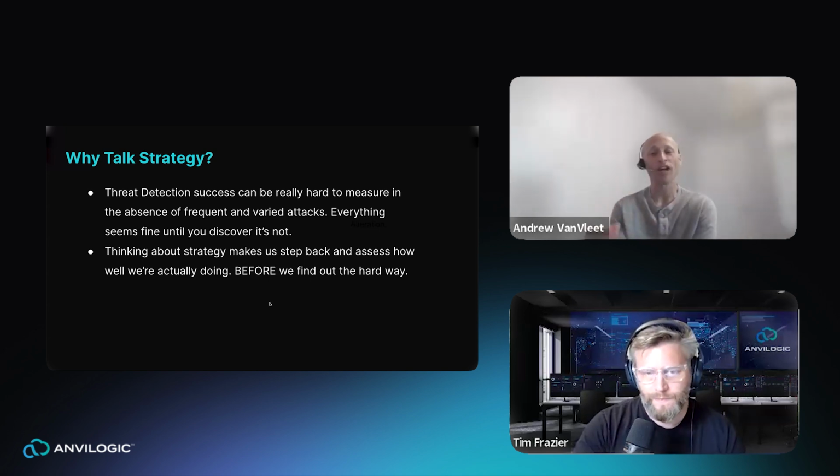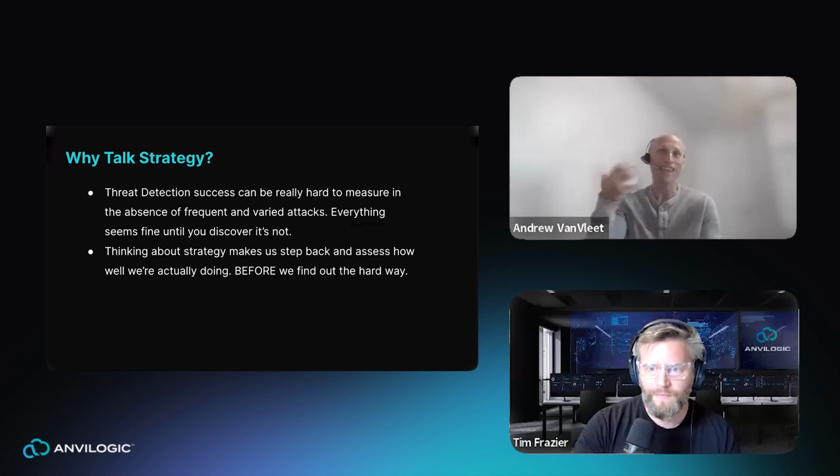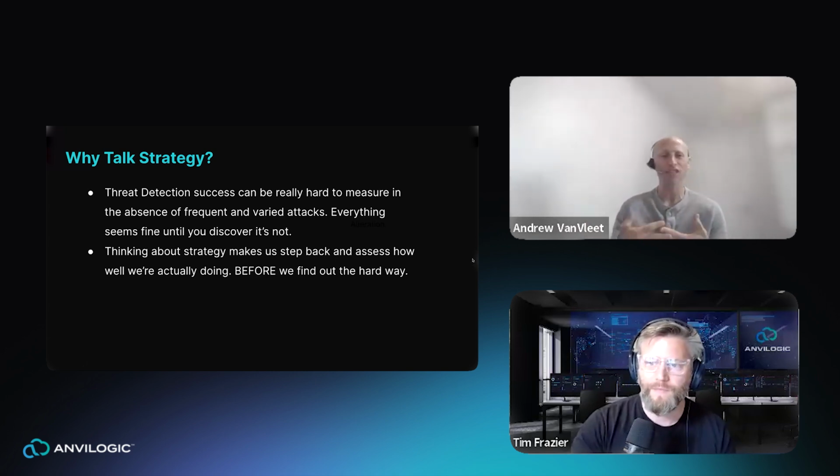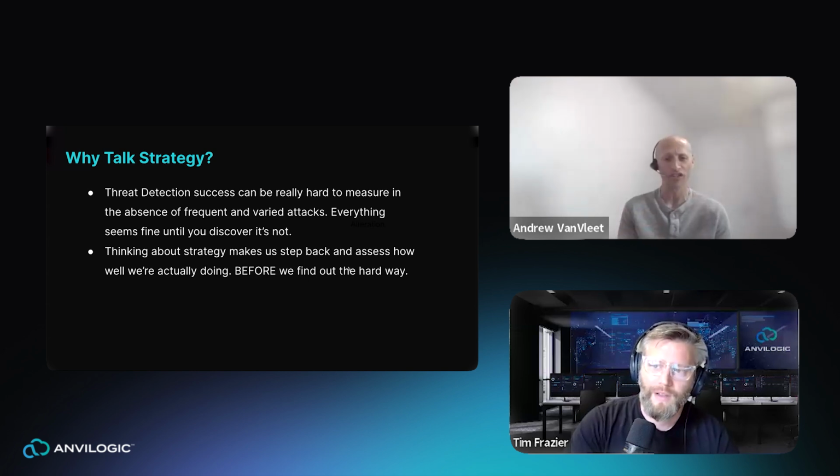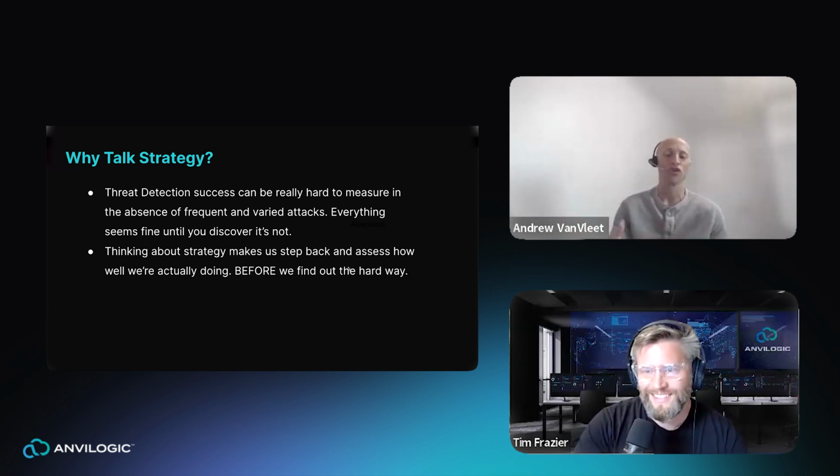And I've got to find a way to look at these attack techniques that makes sure I'm going to be able to see the variants that are coming at me, and be ready for those, right? So bringing that back to what we're talking about with strategy, that's why I think we need to talk strategy. In threat detection, success is really hard to measure when we don't have frequent and varied attacks. Things are usually pretty quiet, right? And that's great because everything seems fine until you find out that it wasn't actually fine, right? So strategy helps us think about how I am going to succeed when I get one shot, right?